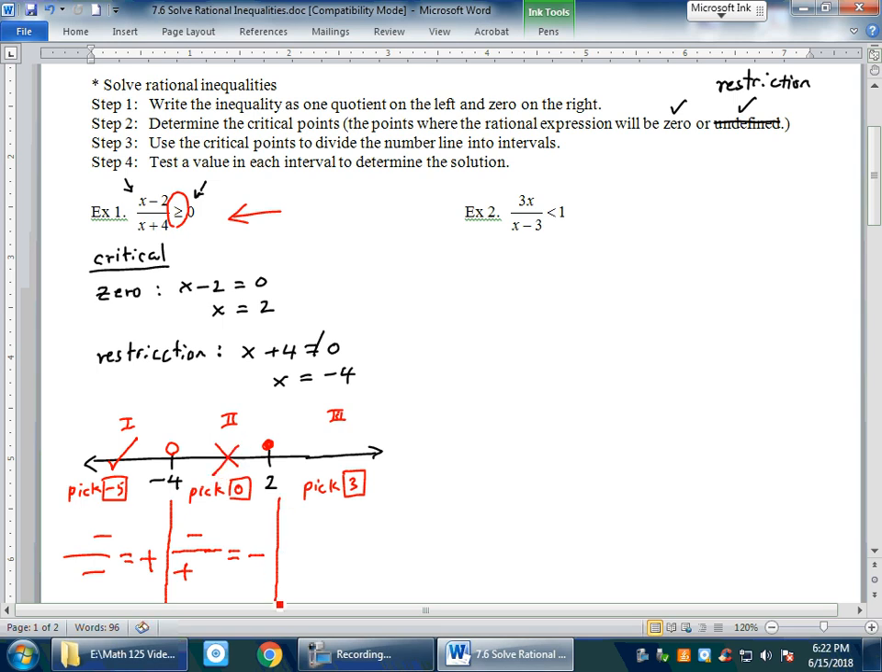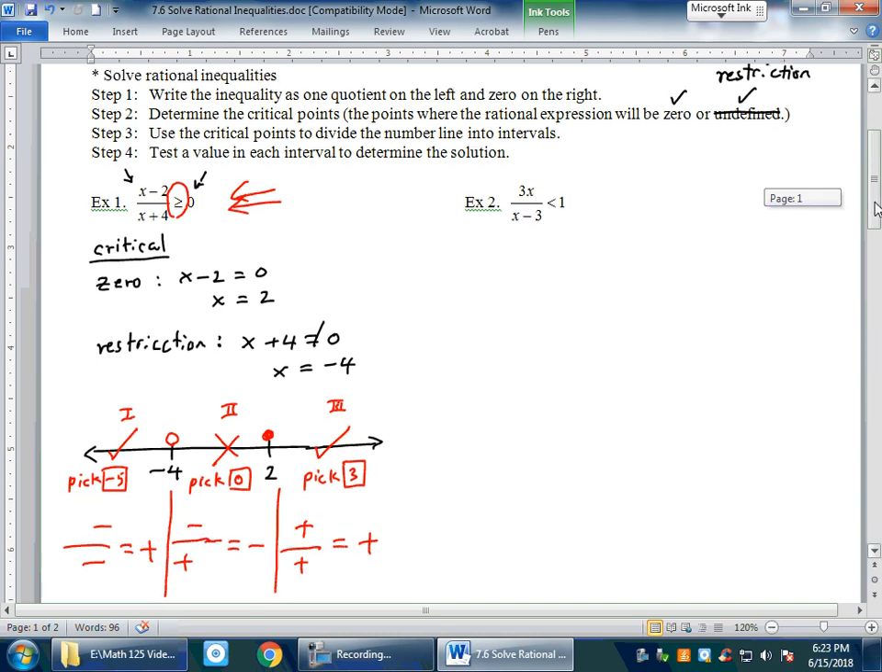And lastly, testing 3. When I substitute 3 into our inequality, 3 minus 2 is a positive number, and 3 plus 4 is also a positive number. A positive number divided by a positive number is a positive number, and we know that a positive number is greater than 0. So this interval is also our solution.